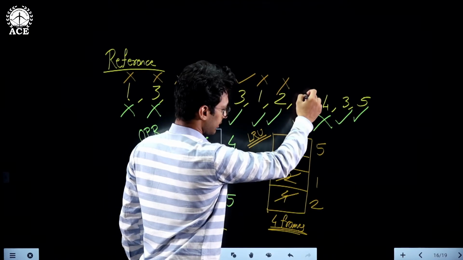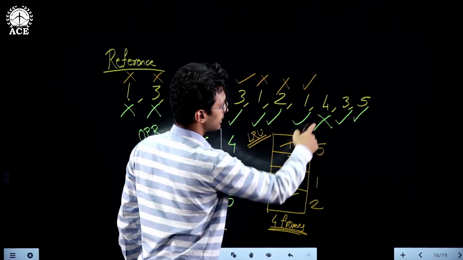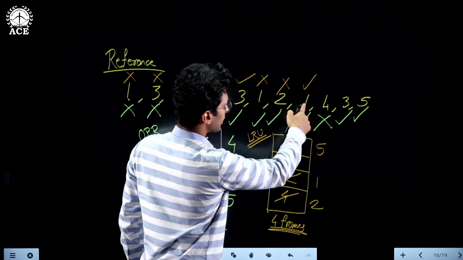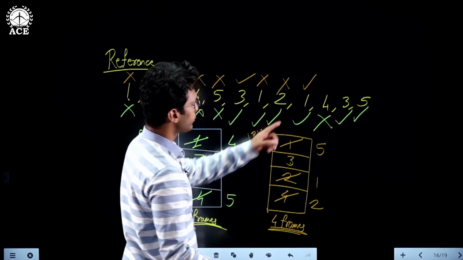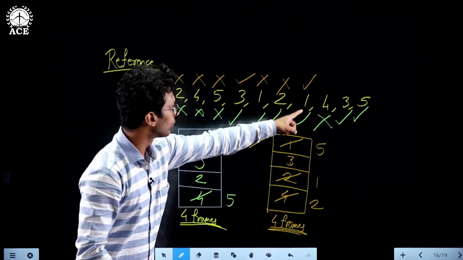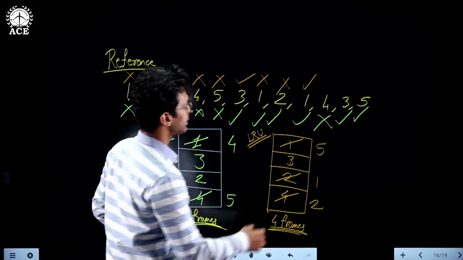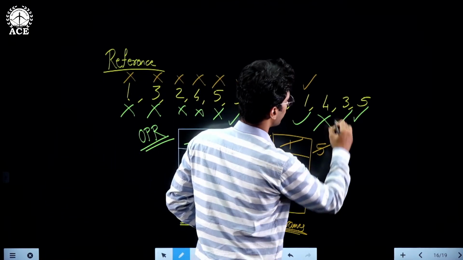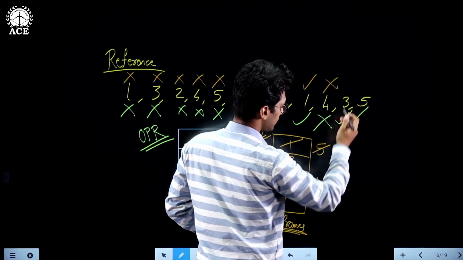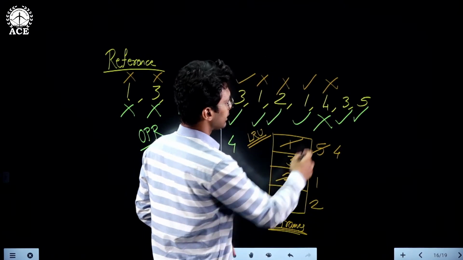Done. 1 hit, isn't it? It is there. 4, is it there? No, not there. 5, 3, 1, 2. Among this, which one is least recently used? 5, 3, 1, 2. 5 is least recently used. Replace 5 with 4. Fault. 3. Tell me fastly. Where is 3? 3 is here.